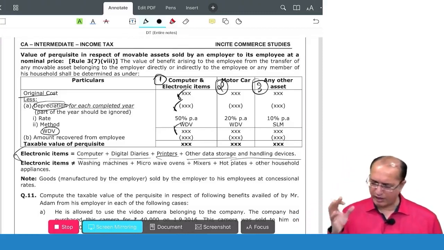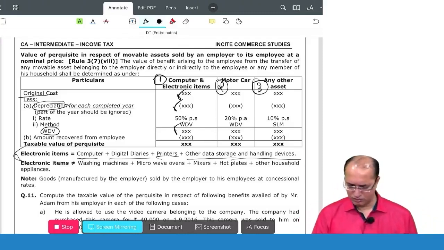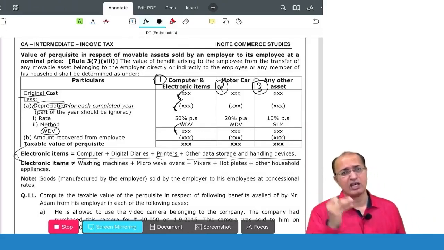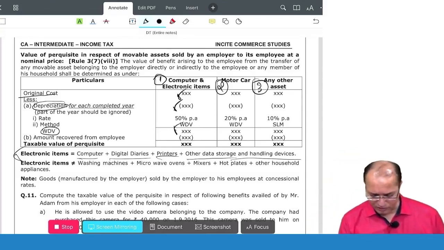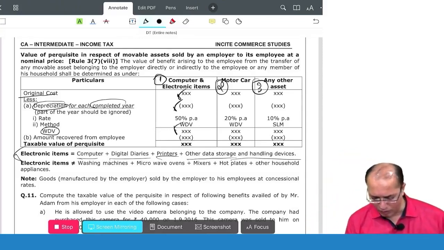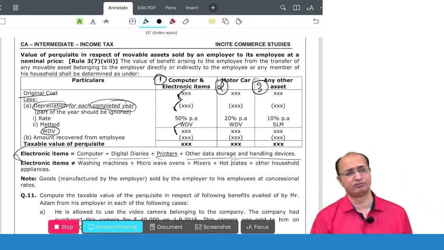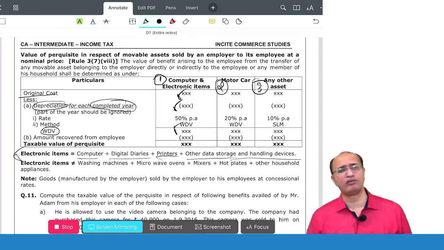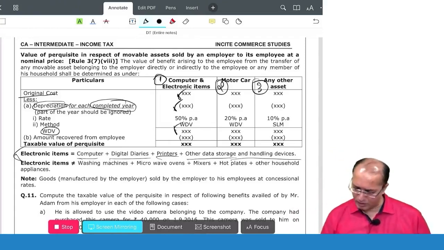But while calculating depreciation, three things are required to be kept in mind. Number one, depreciation is required to be calculated only for a completed year. In other words, part of the year should be ignored.